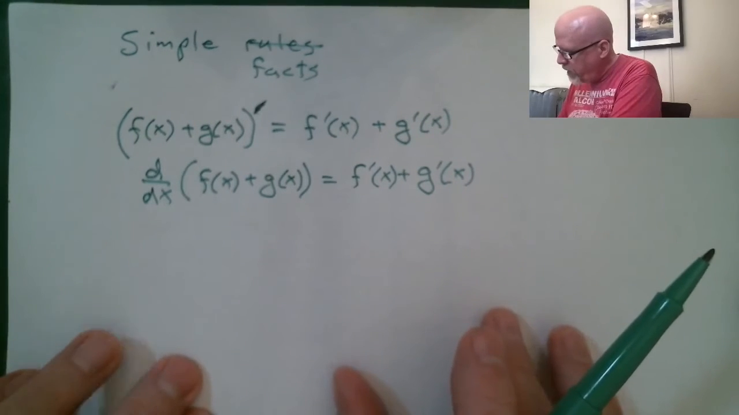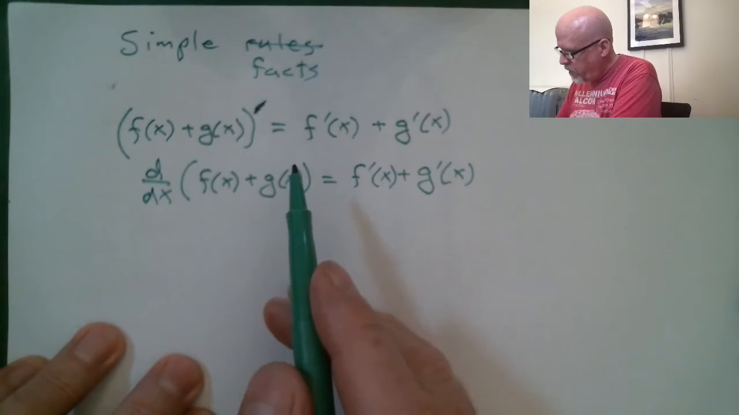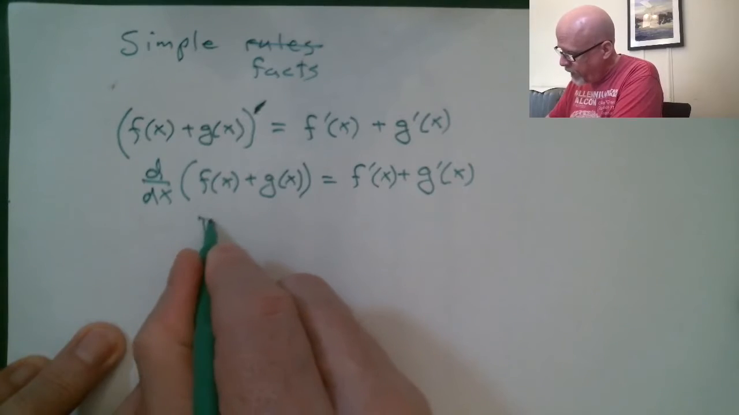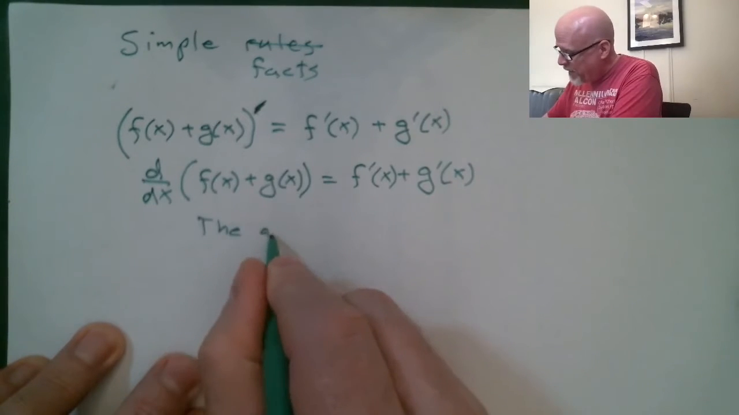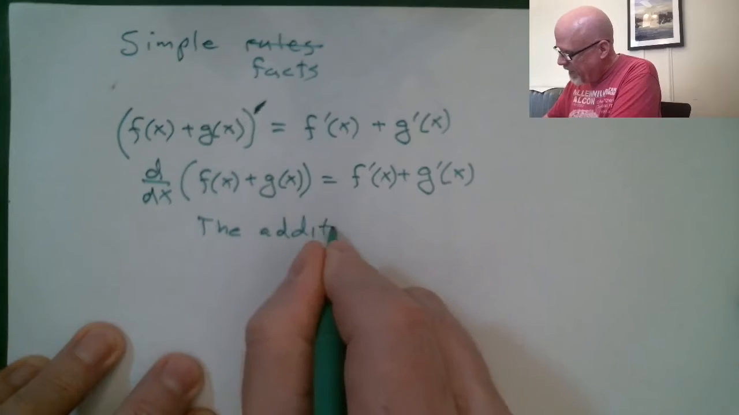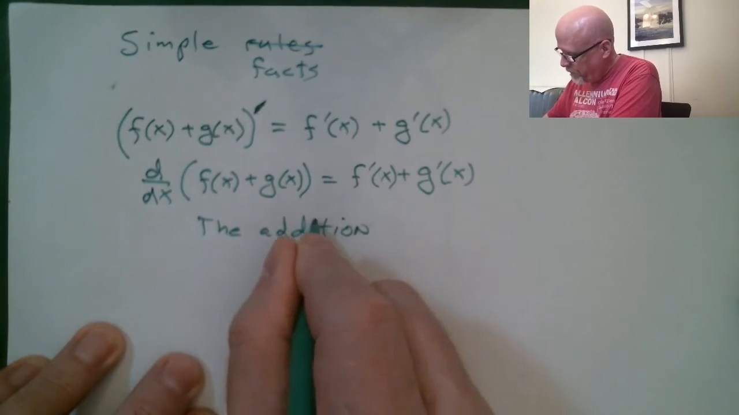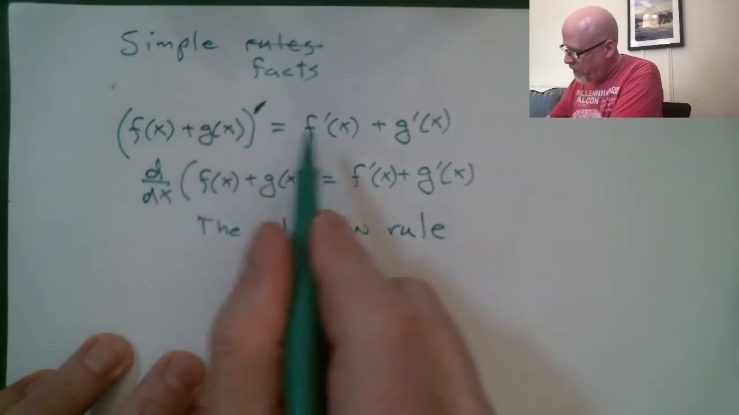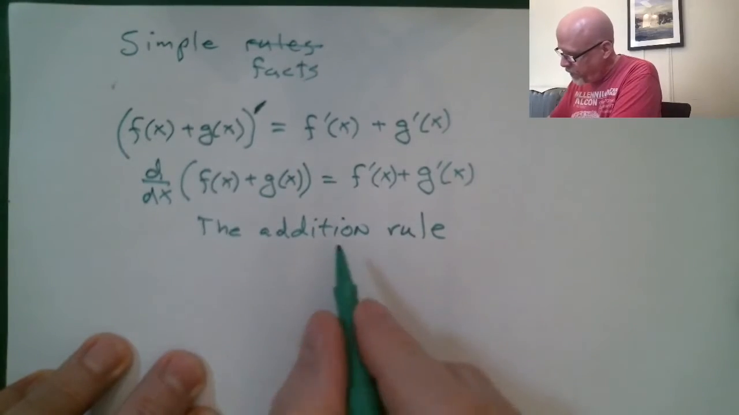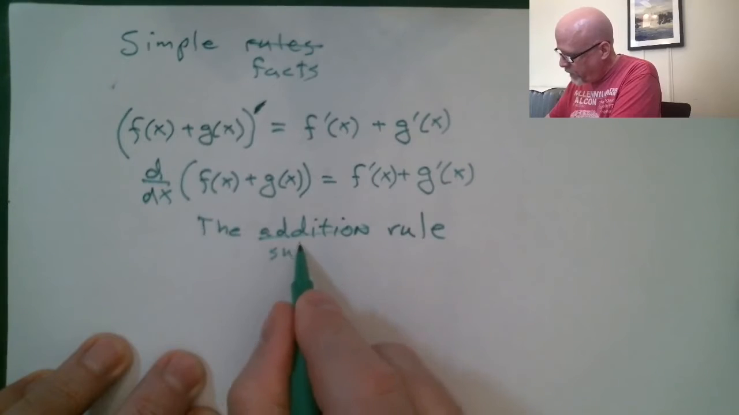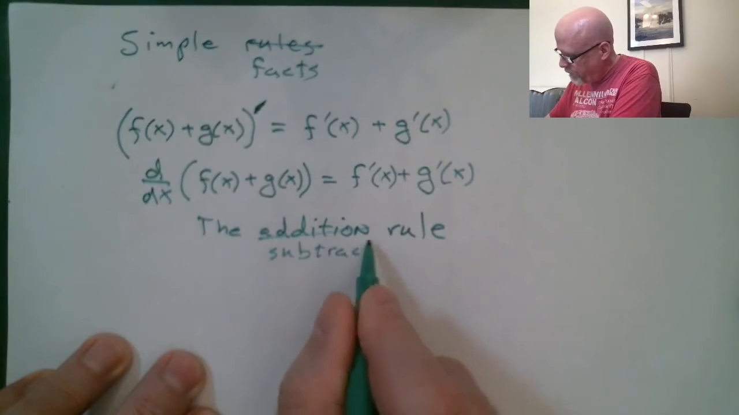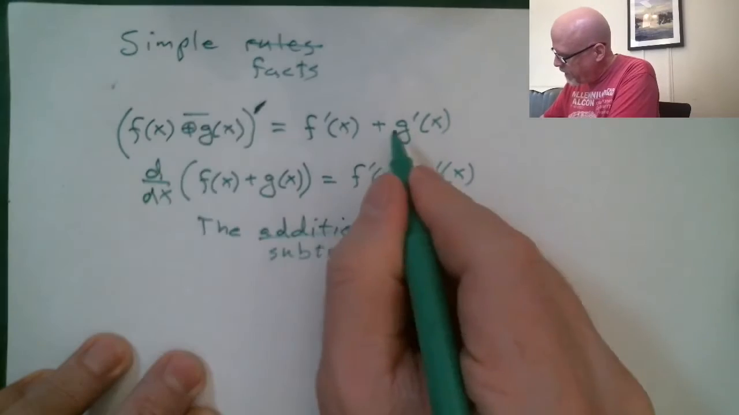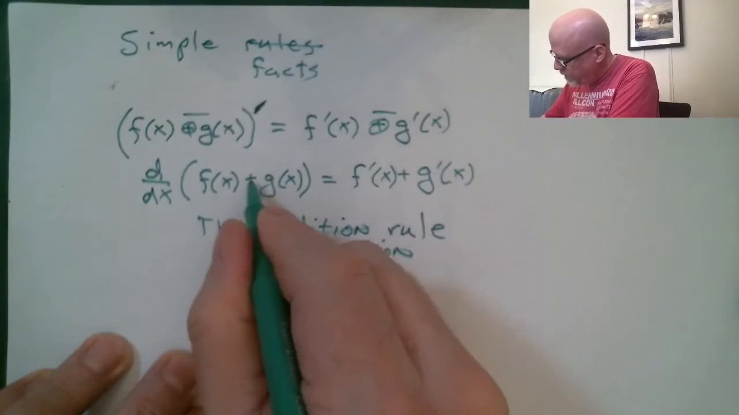All right, so that's a first example of a simple fact about how derivatives work, and this is called the addition rule. Very imaginatively named. There's also the subtraction rule. How's that look? Turn that plus and that plus into a minus. So we also have the subtraction rule. It's really two rules for one. Make that a minus, that a minus. Let's see, these would be minuses.